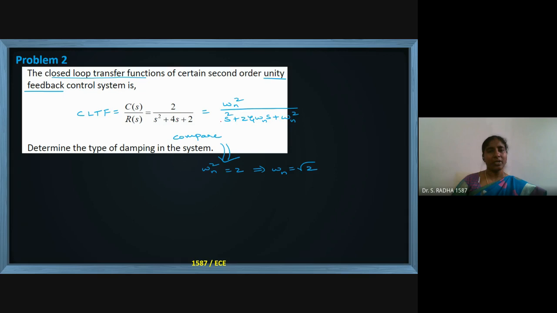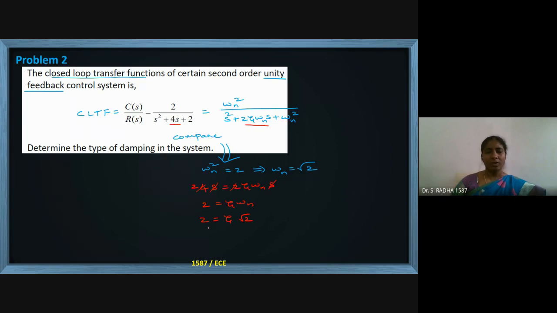First term, both have s square. In the second term of the denominator, you can see 4s is nothing but 2 eta omega n s. S and s you can cancel, and 2 and 2 you can cancel. So on the left side we have 2, on the right side eta omega n. The omega n value we already calculated, it is root 2.